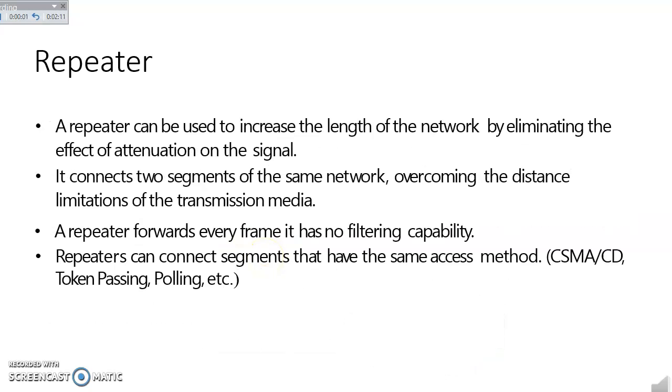A repeater can increase the length of the network by eliminating the effect of attenuation on the signal. It connects two segments of the same network, overcoming the distance limitation of the transmission medium. A repeater forwards every frame; it has no filtering capability. A repeater can connect segments that have the same access method: CSMA/CD, token passing, or polling. We will discuss these methods later.